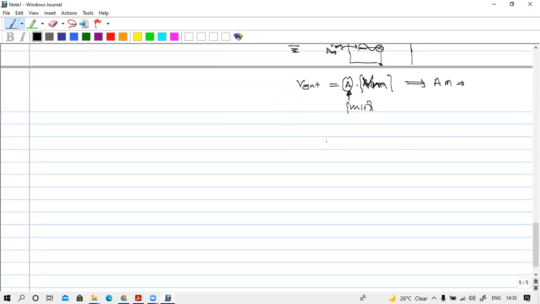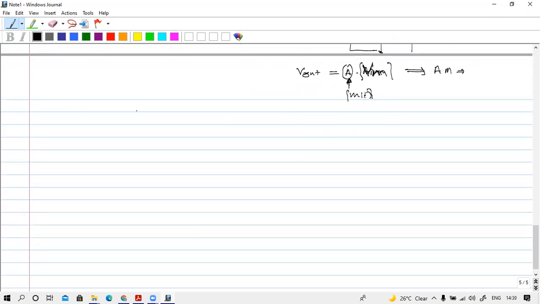So we discussed here the waveform representation, that is the time domain representation, and we also discussed how we can implement an amplitude modulator. Next we will see the frequency domain representation of this amplitude waveform.